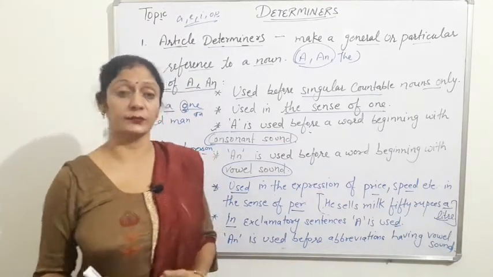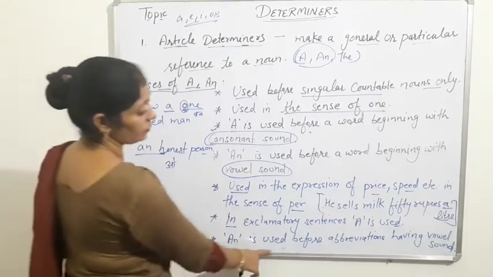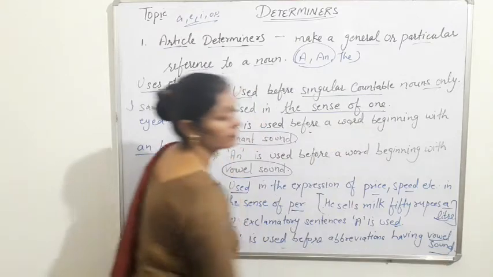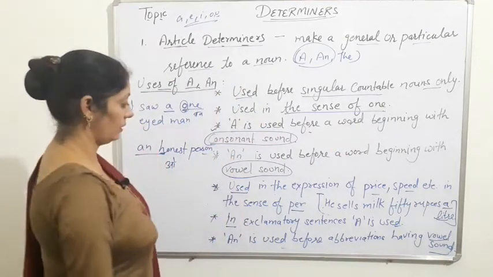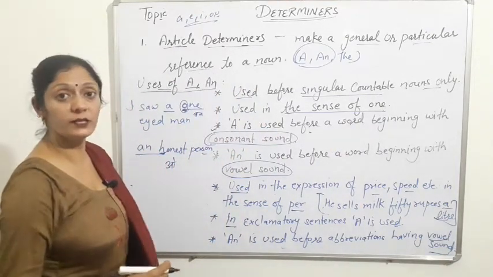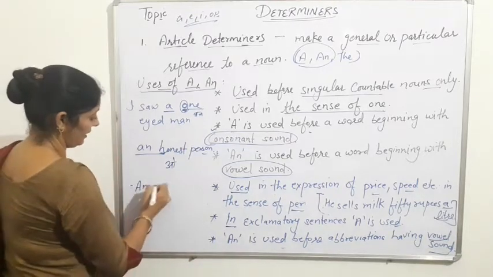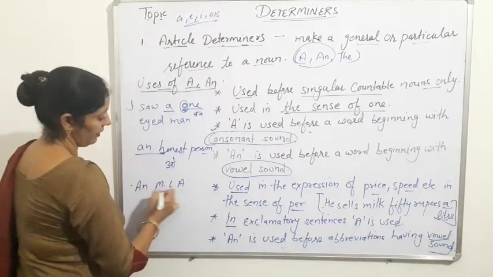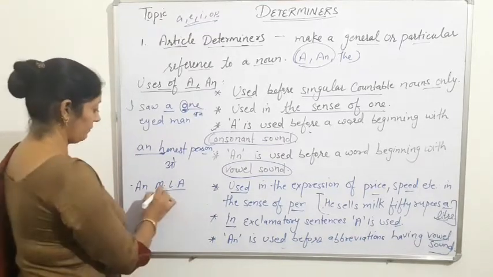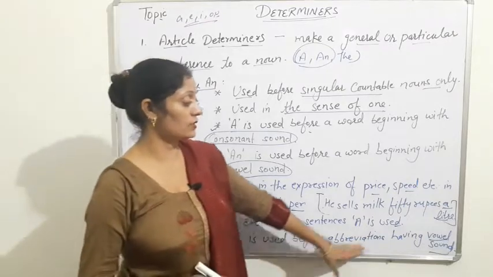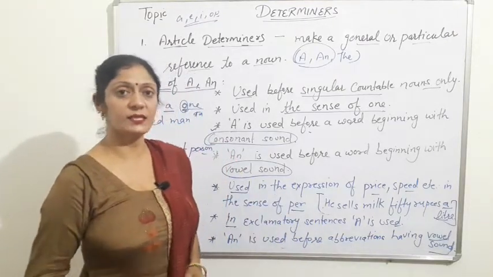"A" is used there. Next, "an" is used before abbreviations having a vowel sound. Abbreviations which give a vowel sound, "an" is used. An MLE. Okay, it gives a vowel sound. So "an" is used before abbreviations having a vowel sound.